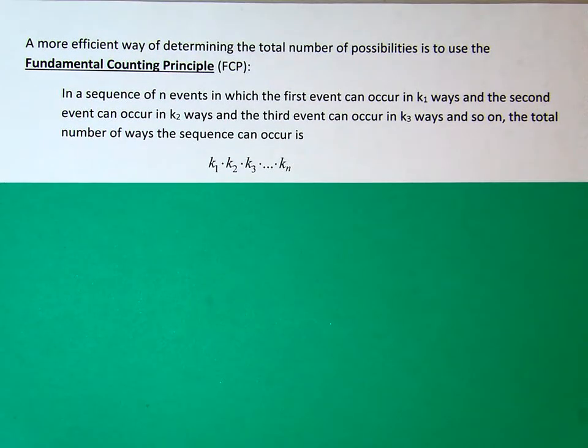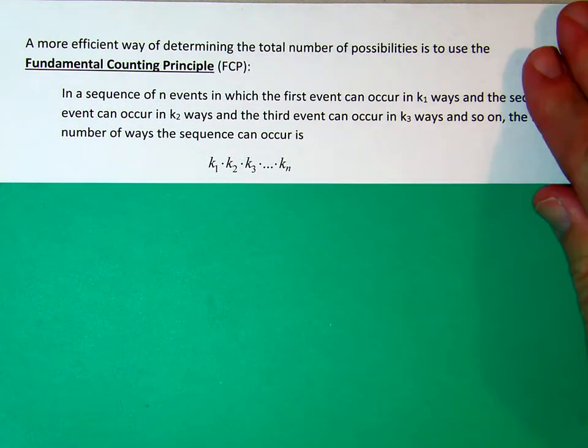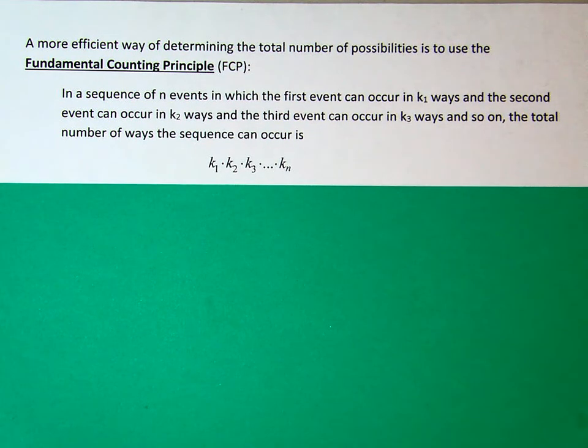A more efficient way of determining the total number of possibilities is to use the fundamental counting principle, which is pretty universally abbreviated as FCP. Okay, one definition for this: in a sequence of n events in which the first event can occur in k1 ways, and the second event can occur in k2 ways, and the third event can occur in k3 ways, and so on, the total number of ways the sequence can occur is k1 times k2 times k3, and so on.